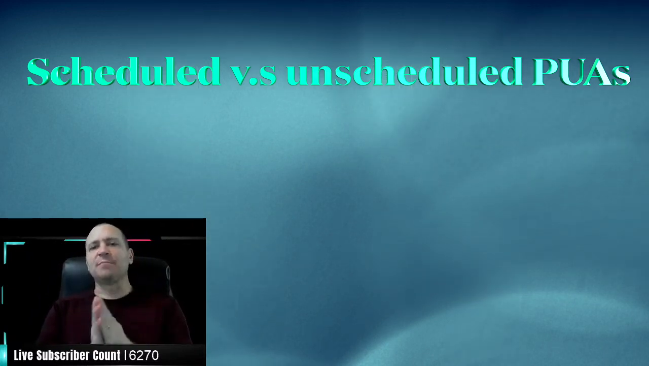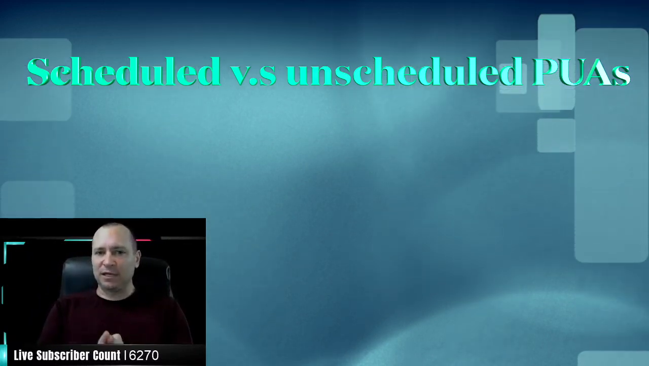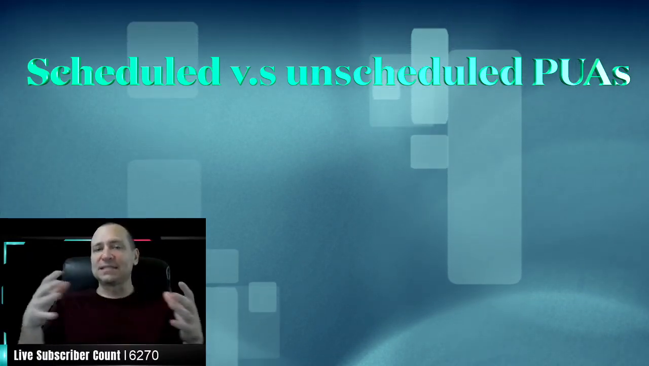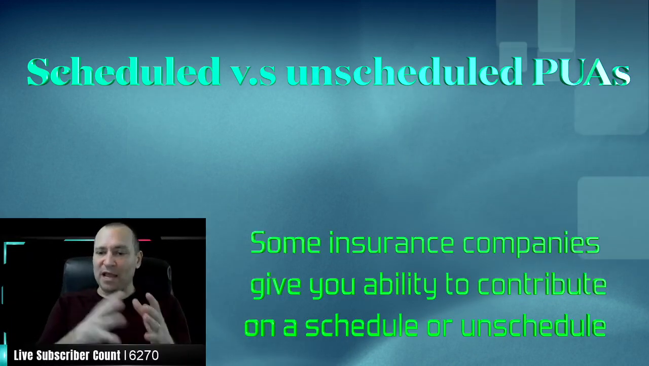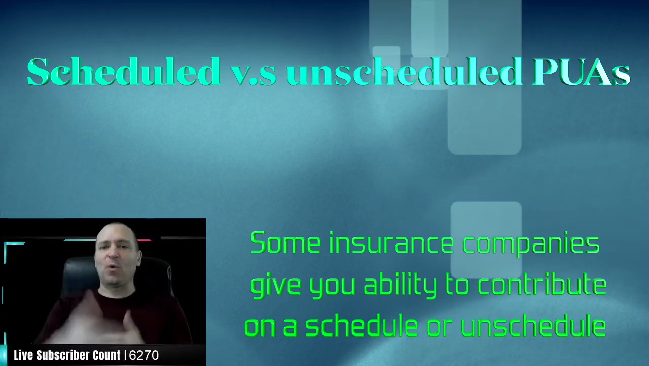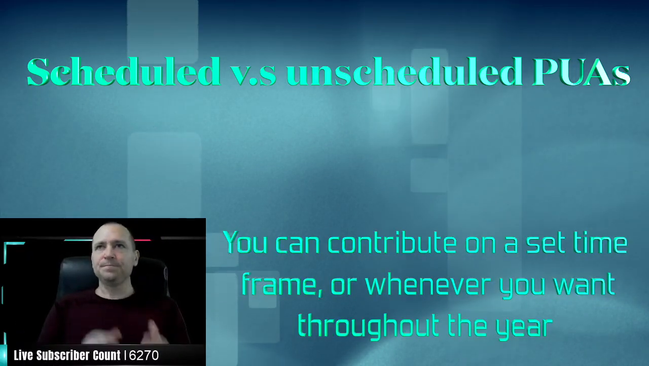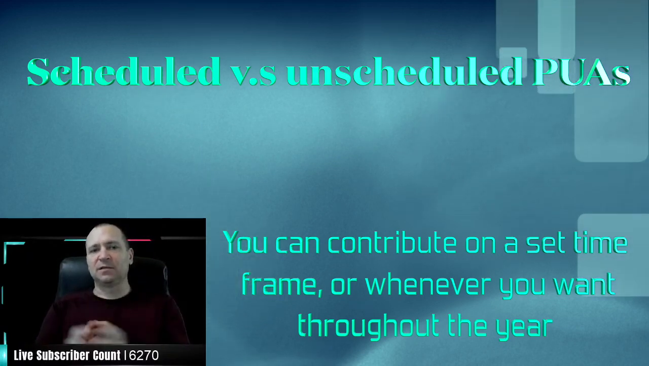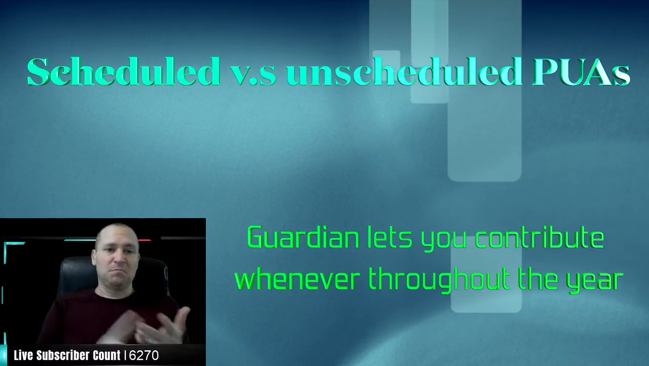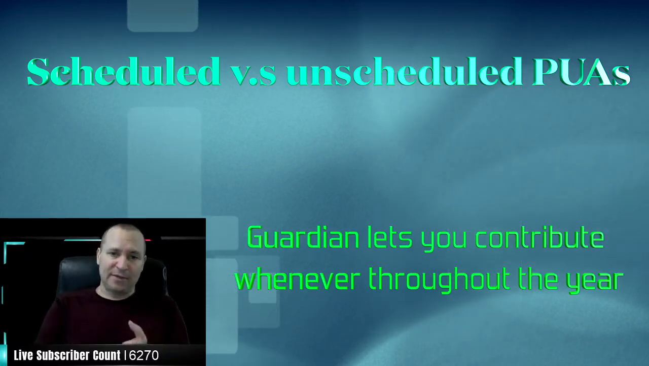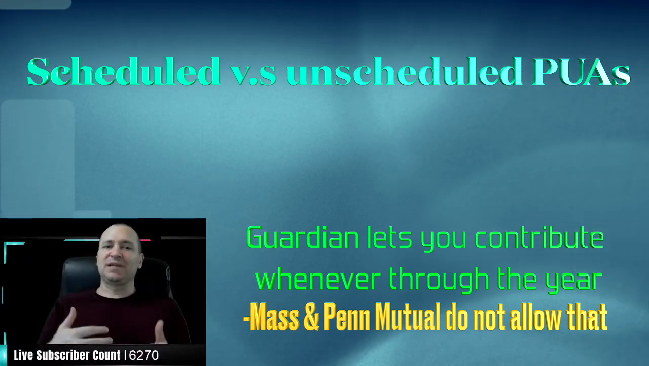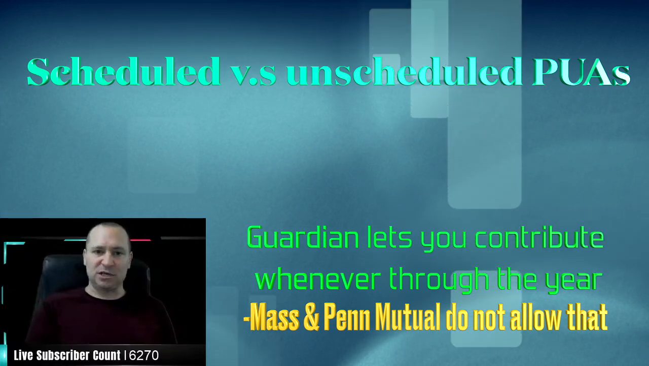When it comes to some insurance companies, they give us the ability to contribute on a schedule or unscheduled. When we make our payments, we either make our payments on a set time frame, or we can dump in money whenever we want throughout the year. With whole life companies, Guardian allows dumping in whenever we want throughout the year. Mass Mutual, Penn Mutual do not allow that. They have set time periods where we can put money in, typically our anniversary period. These are companies that want to know how much you are giving them each year.